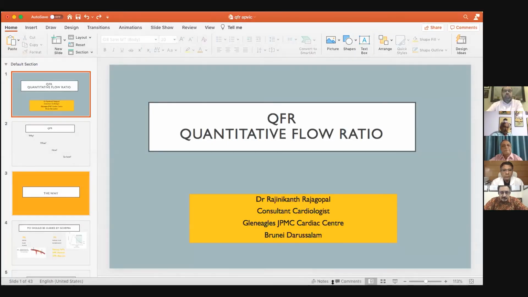So we come to the last lecture of the session, and a close friend, Rajni, will be talking about QFR. Yep, so that's something new. That's not wire-based, and it's something very new, and useful actually.